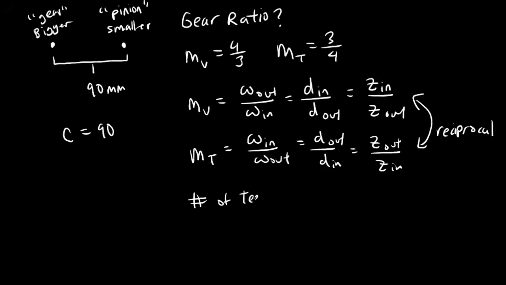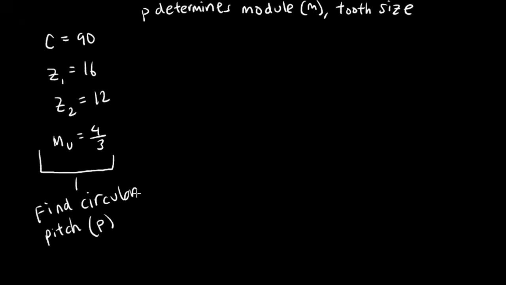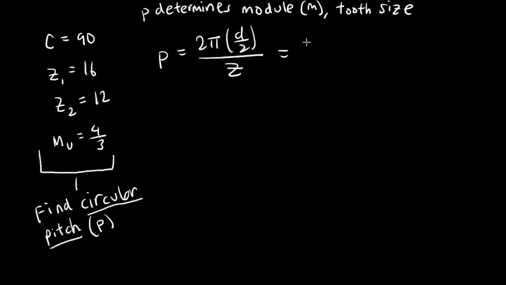Now, as for deciding the number of teeth based off of this ratio, it just has to be a multiple. So I'm going to multiply everything by 4, and I'll give my gear 16 teeth, and I'll give my pinion 12 teeth. So from this information, we now want to find the circular pitch P. Because P determines the module, we need our teeth to have the same module in order for them to mesh. So P is going to have to equal the circumference of the pitch circle, so that's 2 pi d over 2 divided by the number of teeth, z. We can simplify that down to pi d over z. And now we can isolate d instead, so we get that the pitch diameter is equal to pz over pi.